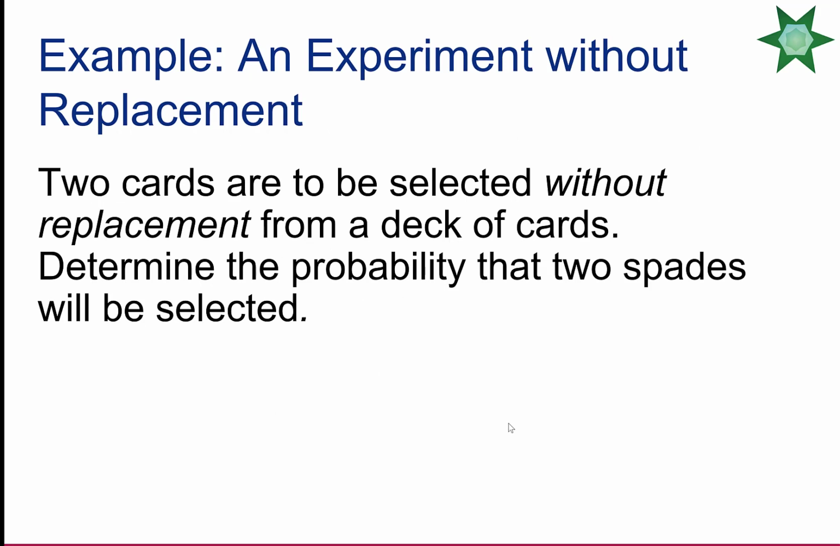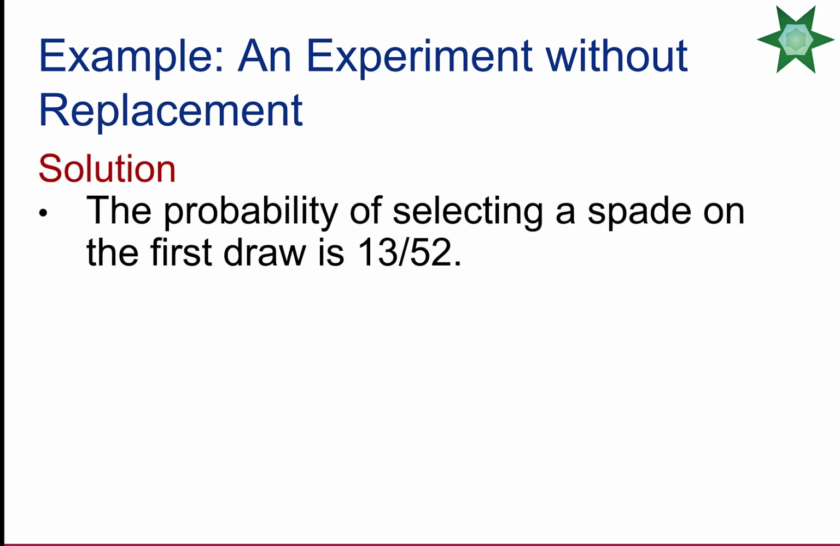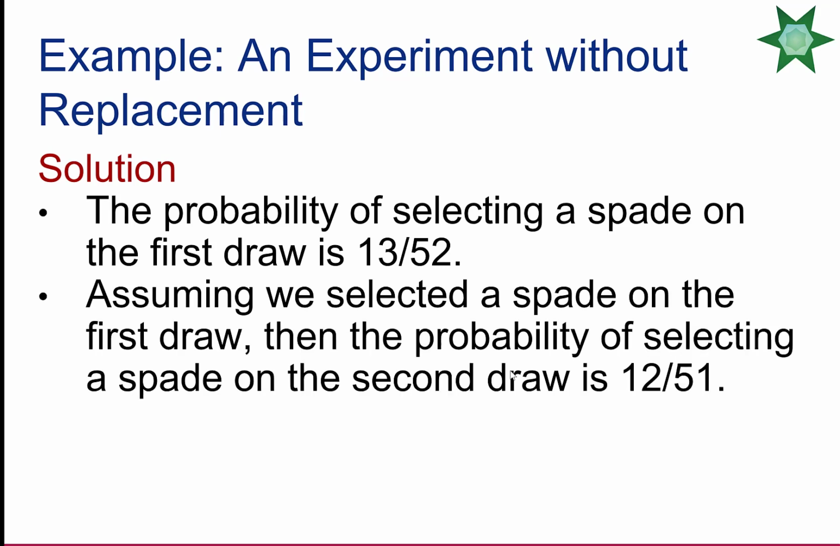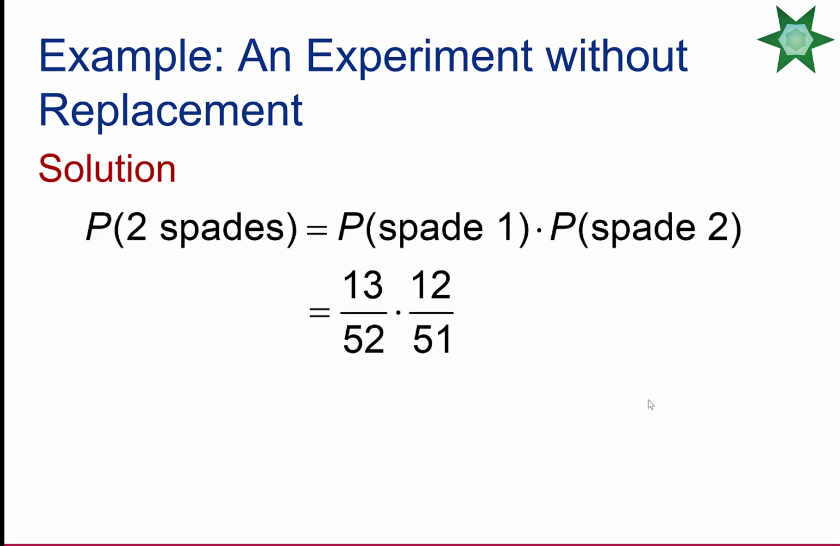So two cards are to be selected without replacement from a deck of cards. Determine the probability that 2 spades are selected. The first time we go into the deck, there are 13 spades out of 52. We're not going to replace that first card, and we're going to assume that we got a spade. So on the second draw, we have 51 cards left to select from, but only 12 spades. So the probability of getting 2 spades is 13 over 52 times 12 over 51, which simplifies to 1 out of 17.